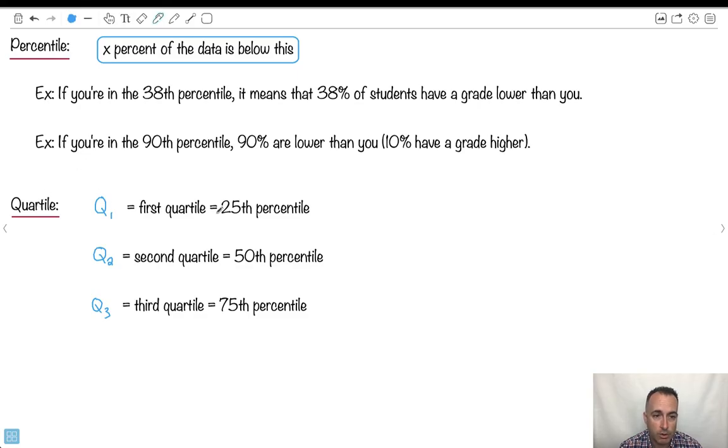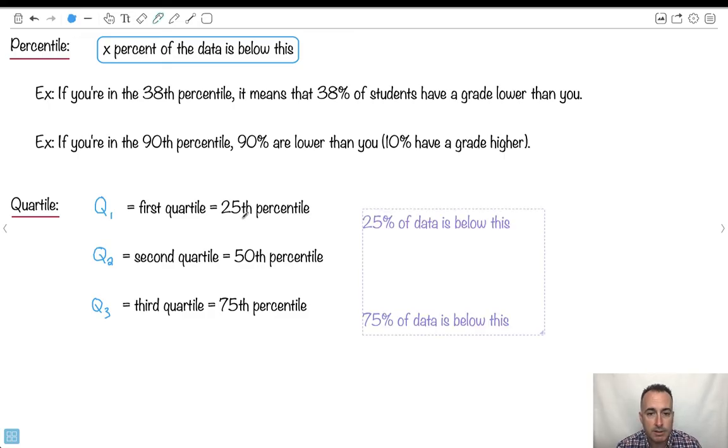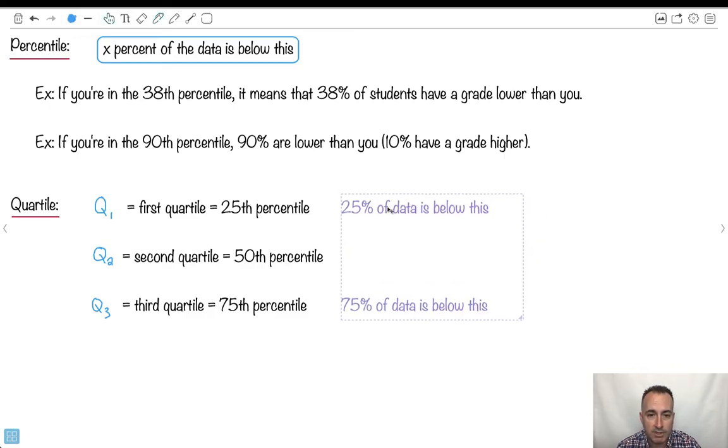So the first quartile is the 25th percentile. In other words, if I go like this right here, that means that 25% of the data is below this particular number, whatever Q1 is. Let's say it was 15 centimeters. That would tell you that 25% of the data is below that.